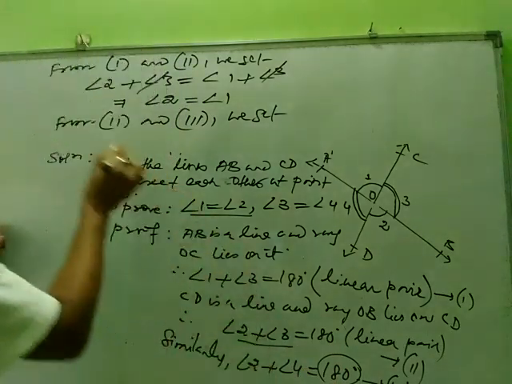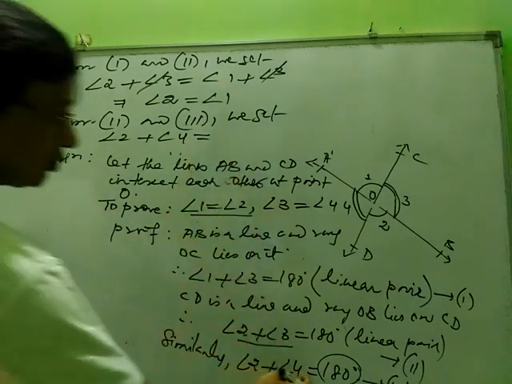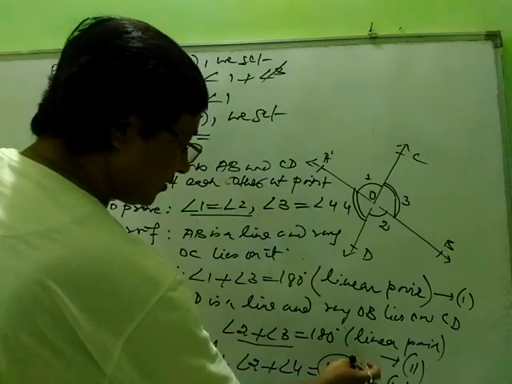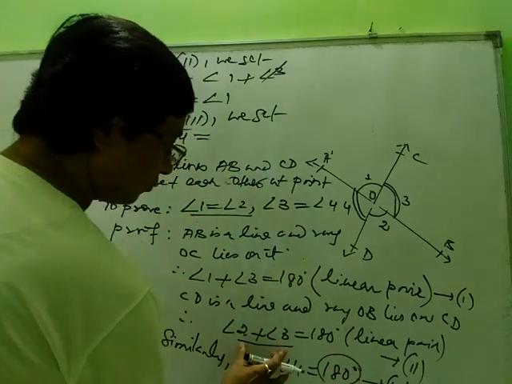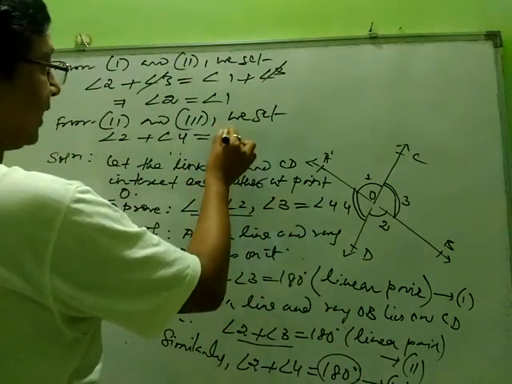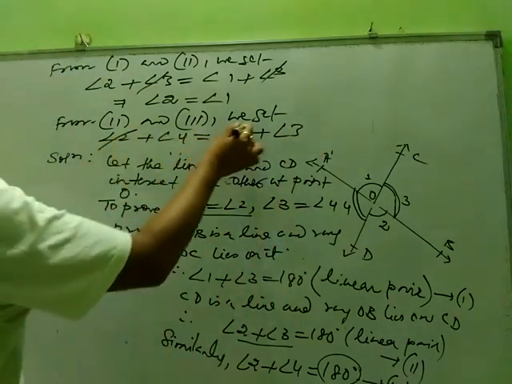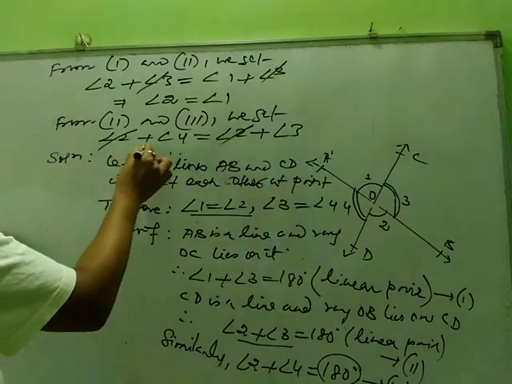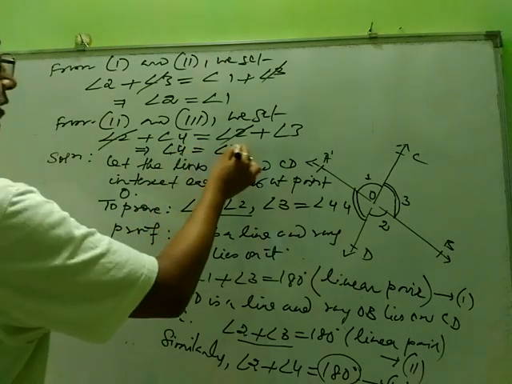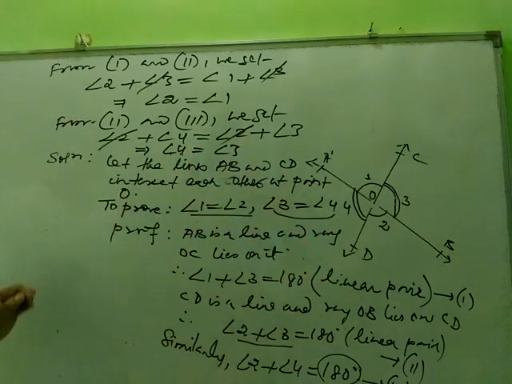So now angle 2 plus angle 4 equals, so in place of 180 degrees, from 2 and 3, you can write 2 plus 3. So in place of 180 degrees, it will be angle 2 plus angle 3. Now 2 got cancelled both sides. So you got here angle 4 is equal to angle 3. So thus it is proved.